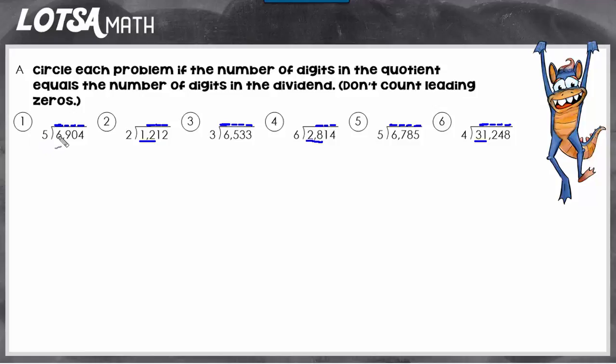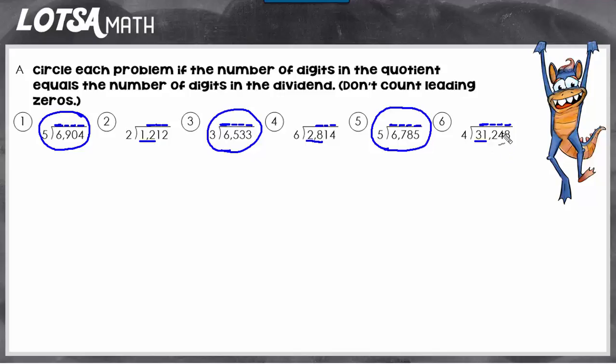So if you see on number 1, there's 4 digits in the dividend and 4 in the quotient, so we would circle it. But on number 2, they're not equal. There are 4 digits in the dividend, but only 3 in the quotient, so we're going to ignore that one. And this one is equal, but this one's not. We have 4 down here and only 3 up here. This one's equal, but this one is not.